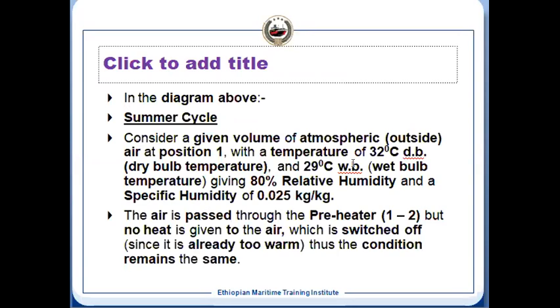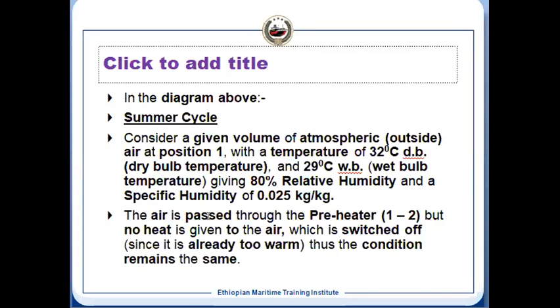For example, the dry bulb temperature is 32 degrees centigrade and the wet bulb temperature is 29 degrees centigrade, because the wet bulb temperature will be less than the dry bulb temperature. And we have a humidity level of 80%, and specific humidity is 0.025 kg per kg. In this condition, the first thing, position 1, is the condition of the air which is to be processed.